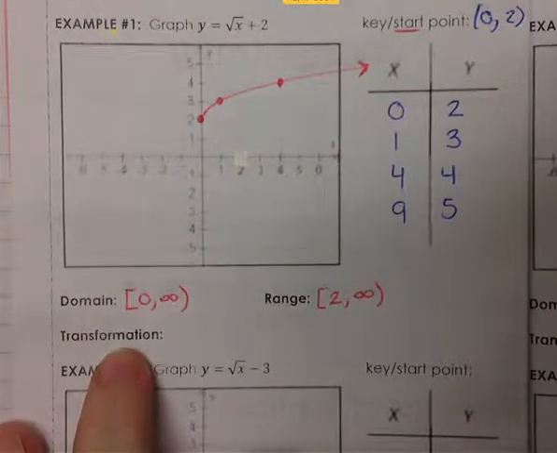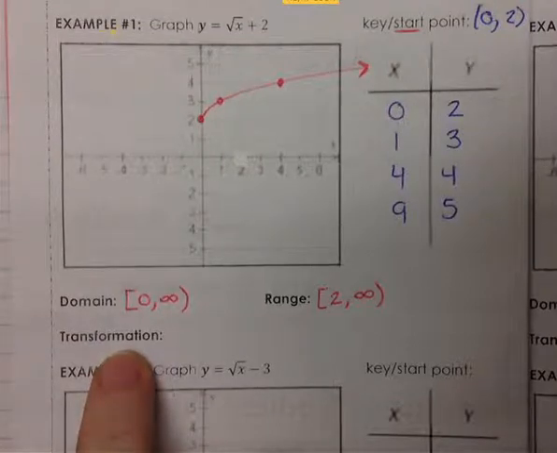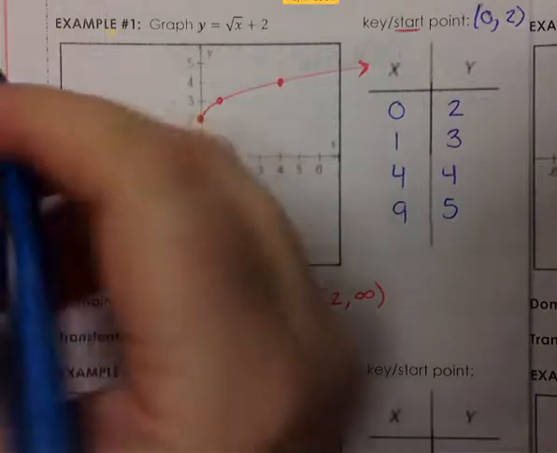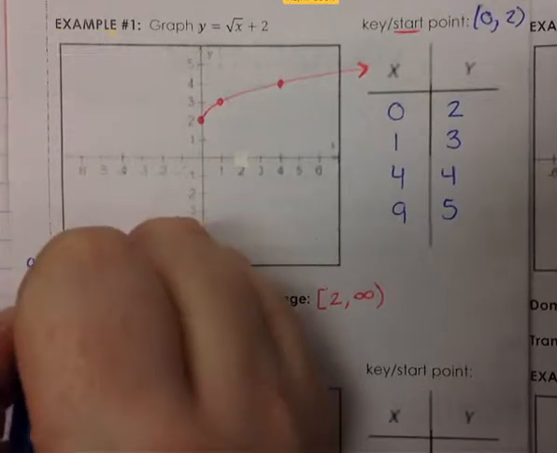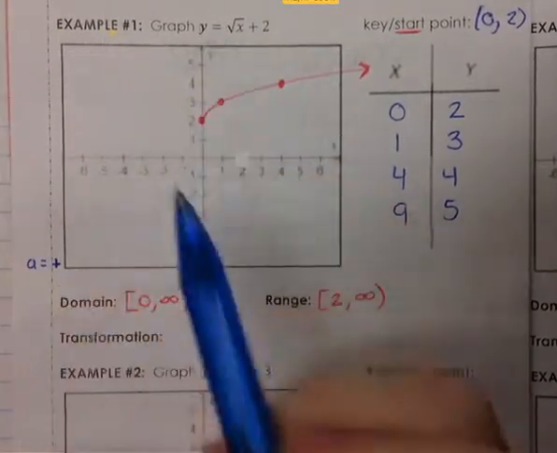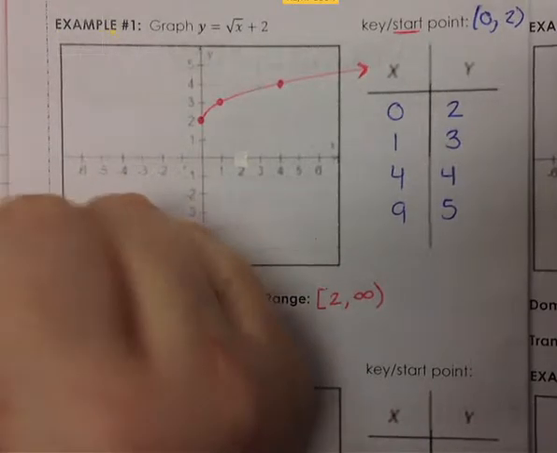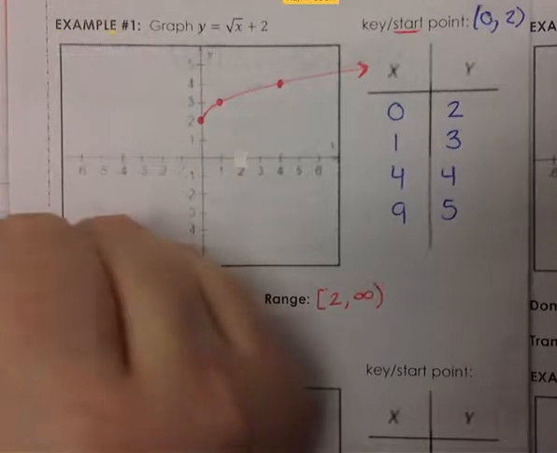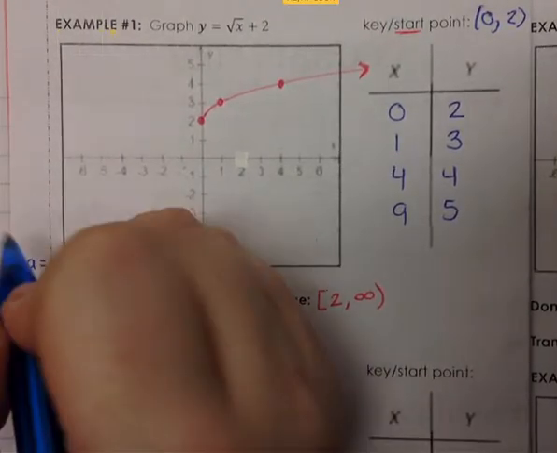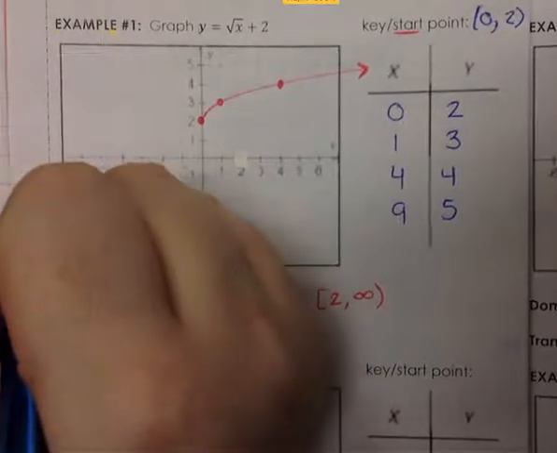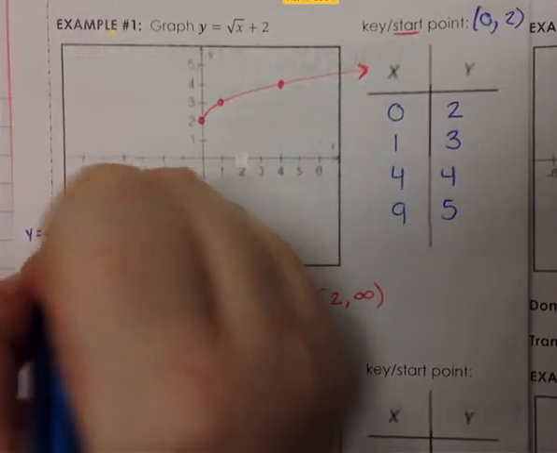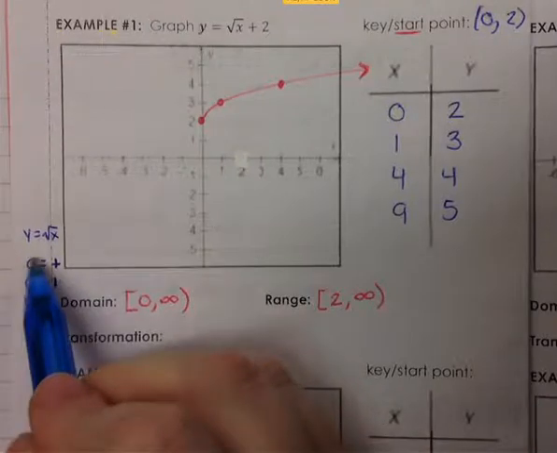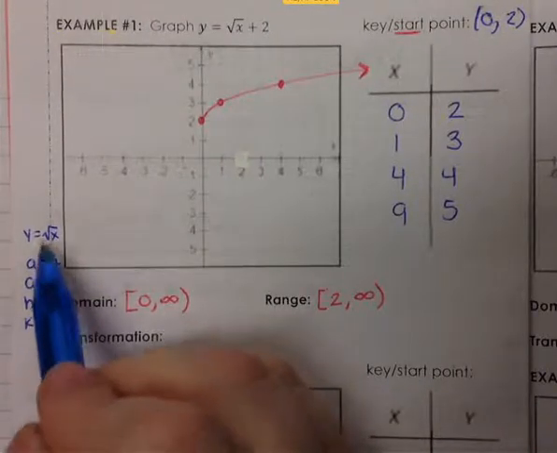The transformation from the parent function of y equals the square root of x comes from your a, h, and k. If we remember, a equals 1, h equals 0, and k equals 2. The square root of x is our parent function, so the a value is supposed to be a positive 1. Positive 1 means there's no change.